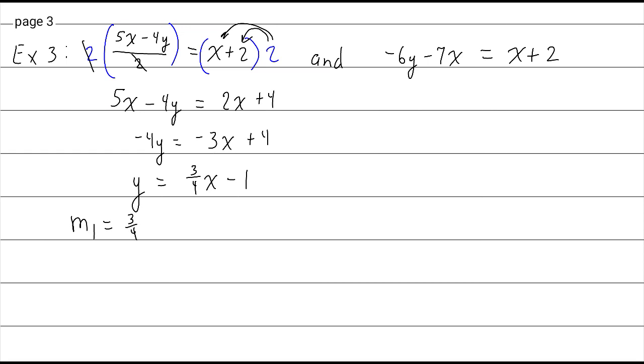Let's go on to the right side. So -6y minus 7x equals x plus 2. Okay, remember, I am trying to get y by itself, so I'm going to add 7x to both sides.